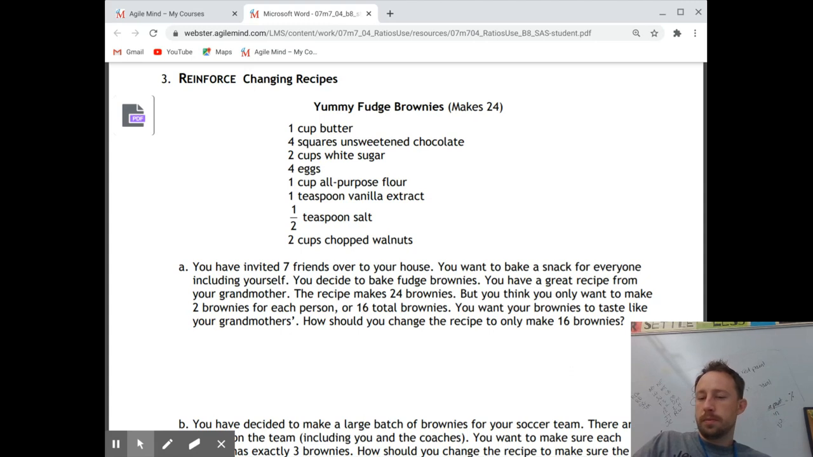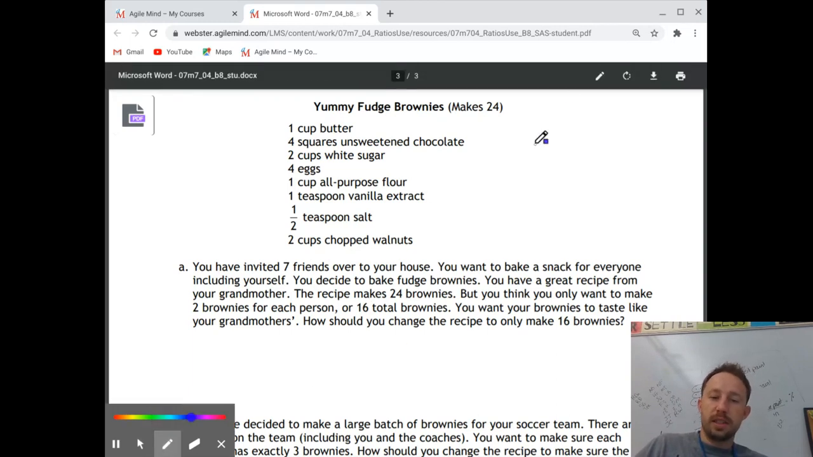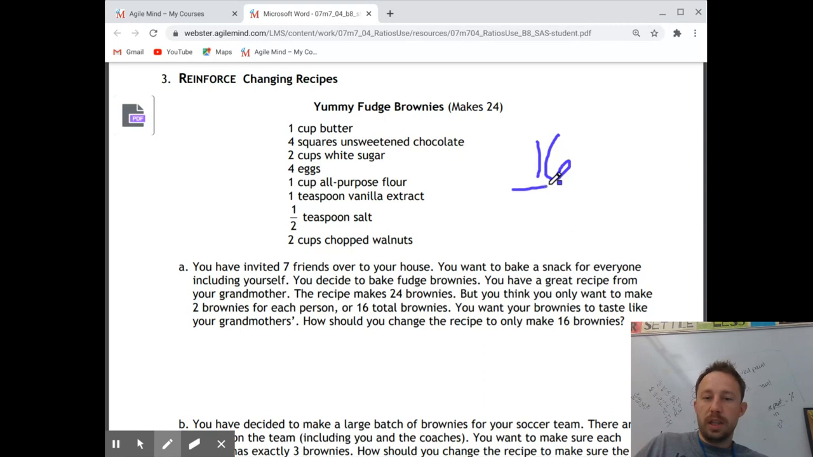Multiply? It's actually the opposite of multiplication. What do we do? Divide. We divided. All right. So what is the new amount of brownies here? What does she want to make? 16. That's right. So what we need to be thinking is we need to take 16 and divide it by what amount? 24. Not 12, 24.